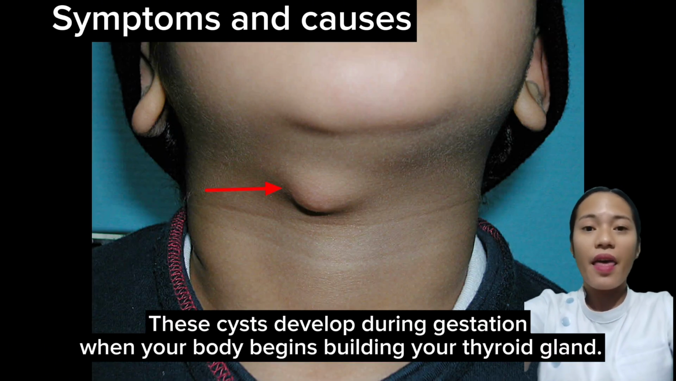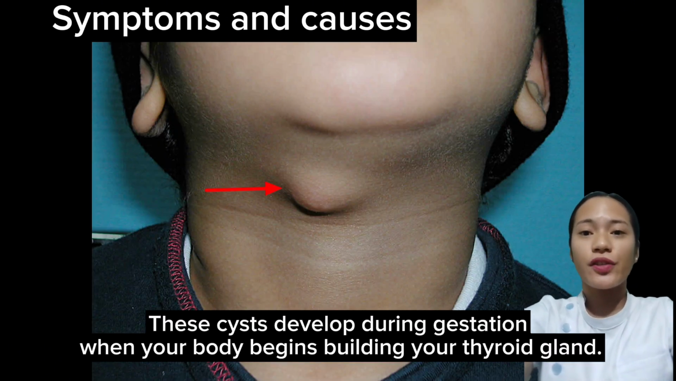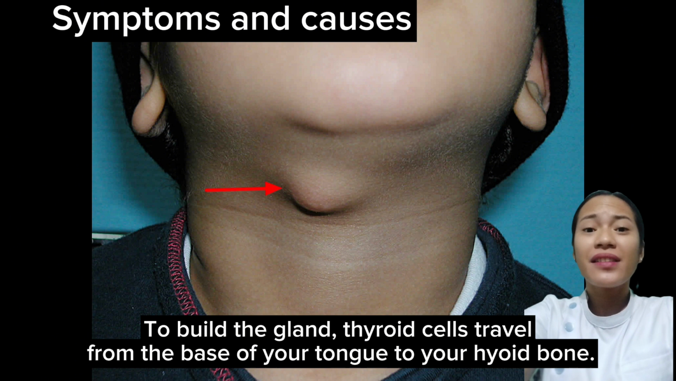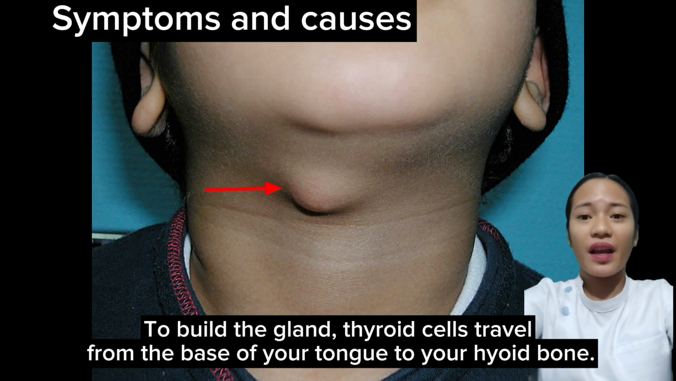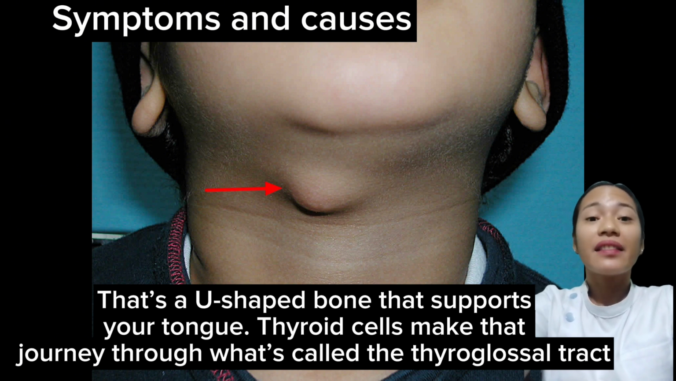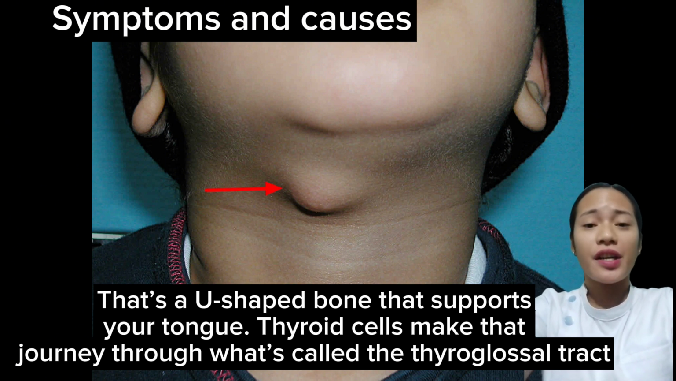In causes, these cysts develop during gestation when your body begins building your thyroid gland. To build the gland, thyroid cells travel from the base of your tongue to your hyoid bone, the U-shaped bone that supports your tongue. Thyroid cells make that journey through what is called the thyroglossal tract.